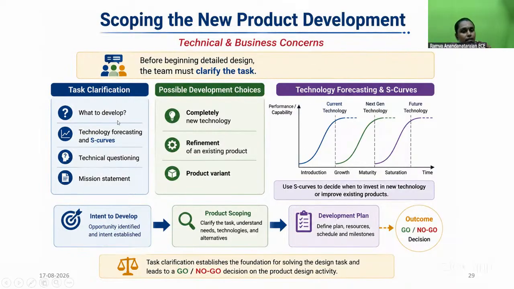So after getting task clarification, you need to do technical questioning and form the mission statement. Once these things are done, then we can easily go for product design. So what are the possible development choices here? Completely new technology is one option. Refinement of an existing product is one option, or you can go for a product variant. So these are the options we have. Based on that, we have to choose any one.